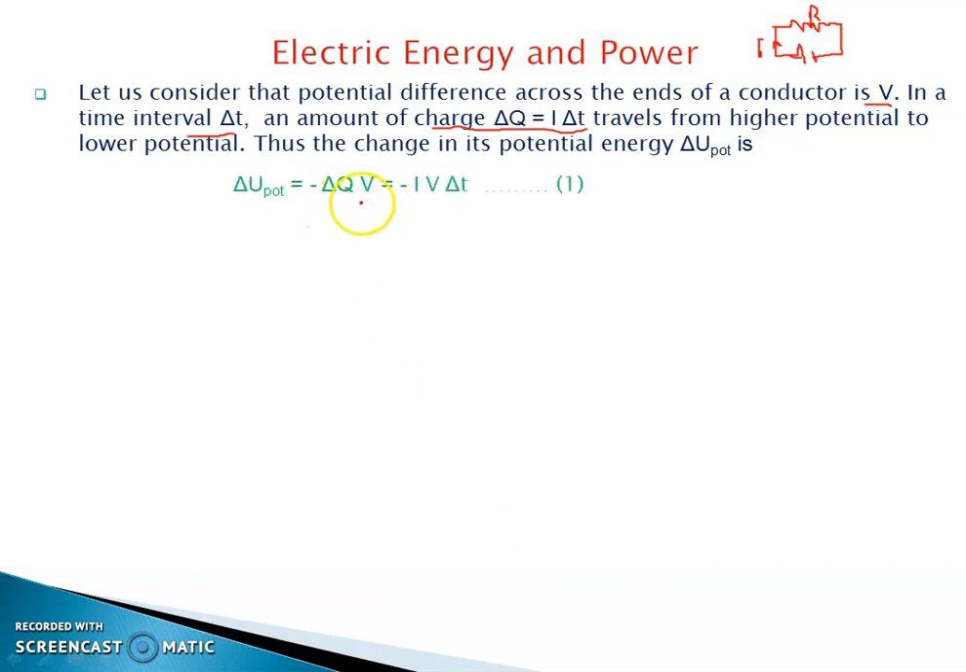Now the change in potential energy will be equal to minus Q into V. Now why minus Q V? That comes from the definition of potential difference. The definition of potential difference is delta W divided by Q, right? Now substitute the value of delta Q, that is I into delta t, from this equation, right?